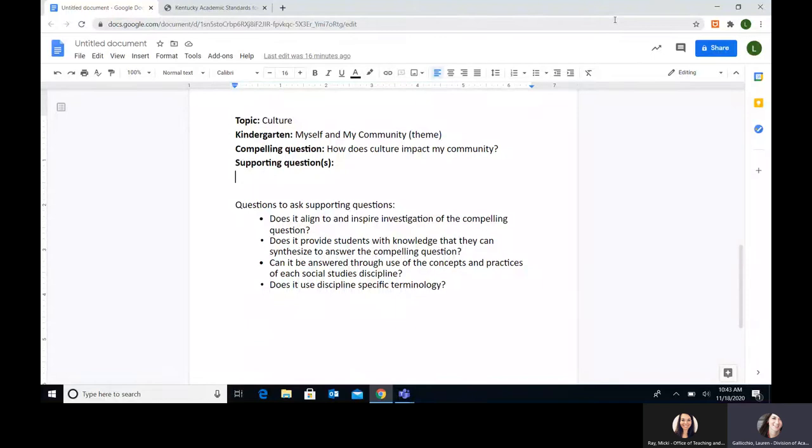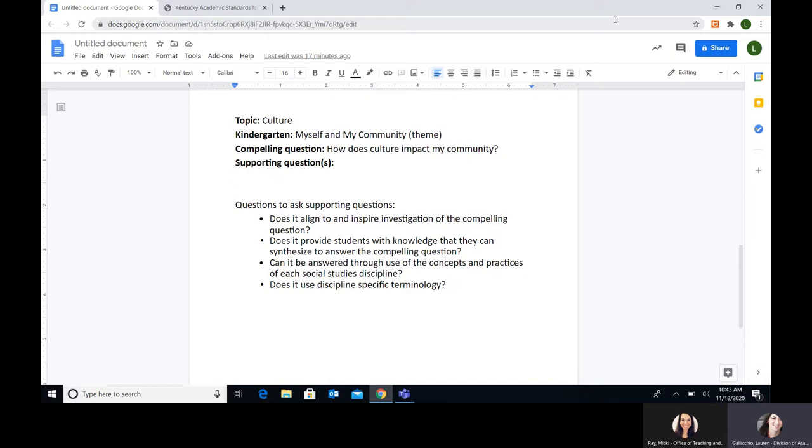Is we need to design supporting questions that align with our compelling question. Our compelling question came from the kindergarten standards, where the theme is myself and my community. We really wanted to look more in depth at the term culture, because we want kids to explore the culture found in their community. In kindergarten, that's their classroom community, their school community, and their immediate local community.